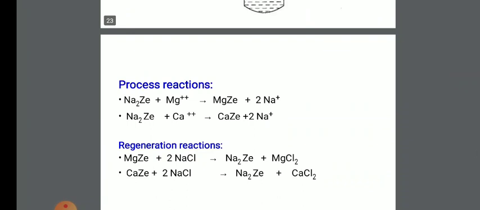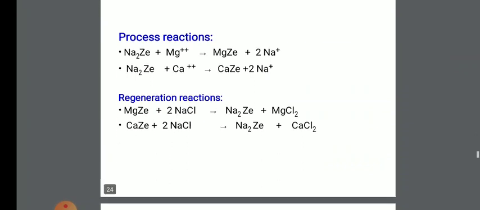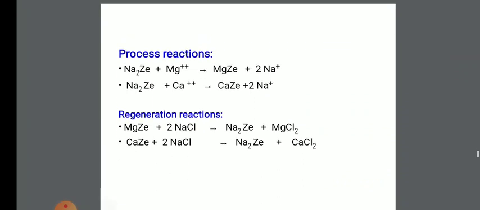So we write the process reaction by using the short formula for the zeolite, that is Na2Ze plus Mg2+ from the hard water. The sodium zeolite replaces sodium ions with the hardness-causing cations like magnesium or calcium, and we get the saturated or exhausted zeolite along with the sodium ions on the product side. So MgZe, similarly CaZe, indicates the saturated or exhausted zeolite.